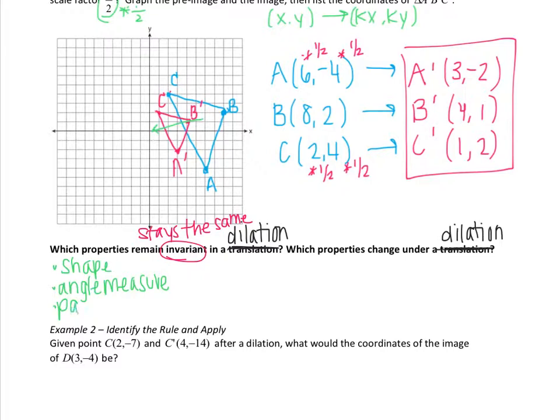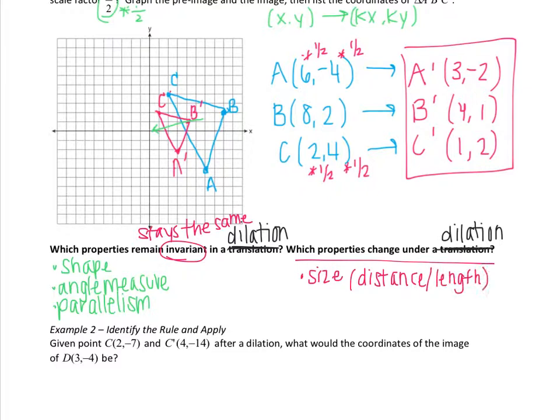Additionally, parallelism. But one property that definitely changes in a dilation is the size, or distance/length. These three words are referring to the same thing. If you look at a dilation, remember we talked about how it shrinks or grows. And so it's getting bigger or smaller depending on the scale factor.